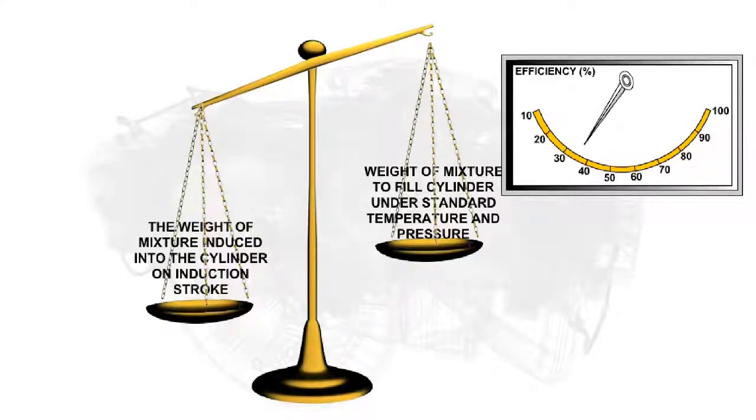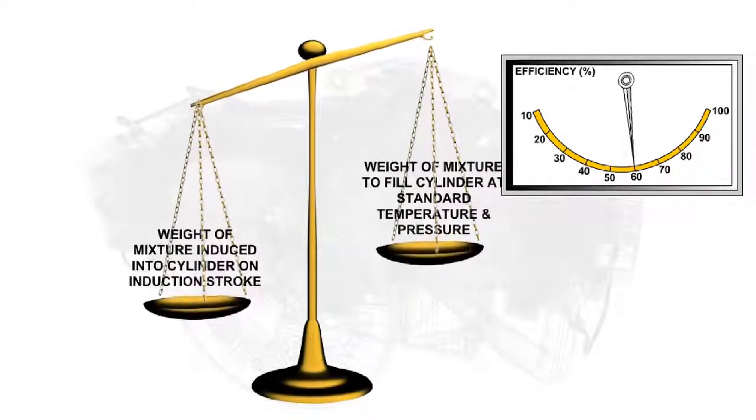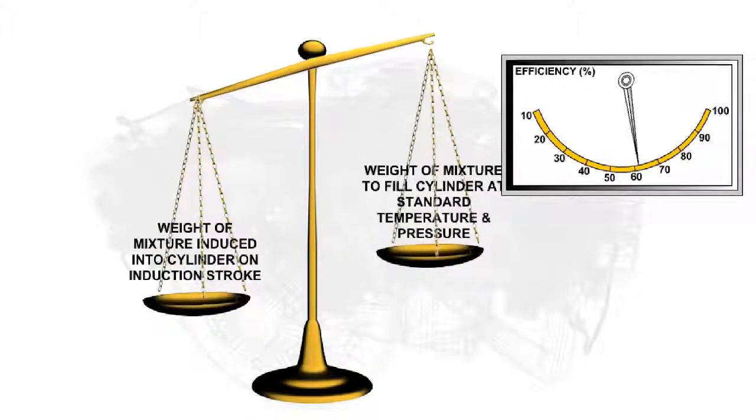The greater the weight of mixture of air and fuel that the engine can draw into the cylinder on the induction stroke, the greater will be the power output of that engine. The volumetric efficiency of an engine is the ratio of the weight of gas induced into the cylinder on the induction stroke to the weight of gas which would fill the cylinder at standard temperatures and pressures, expressed as a percentage.